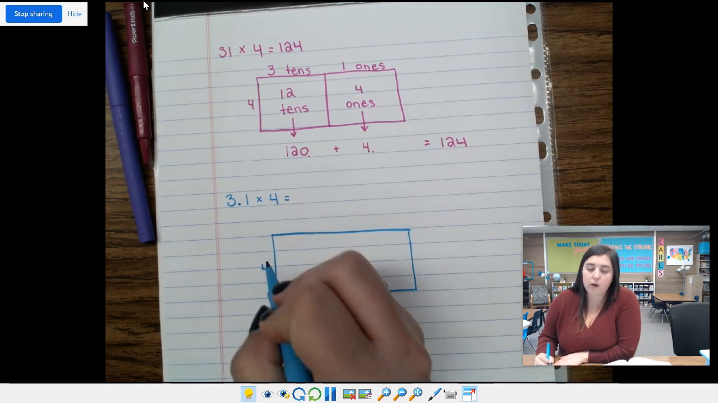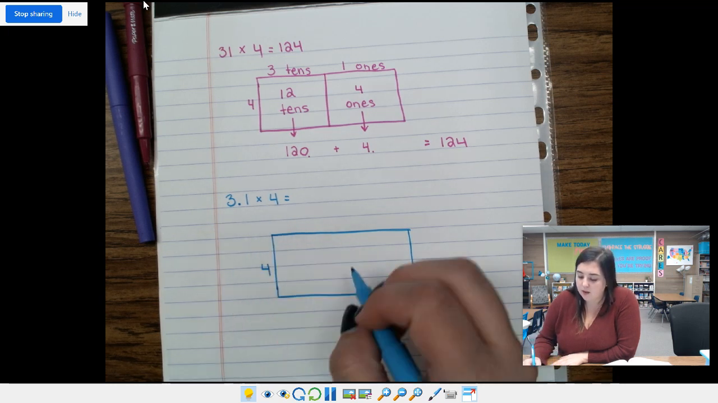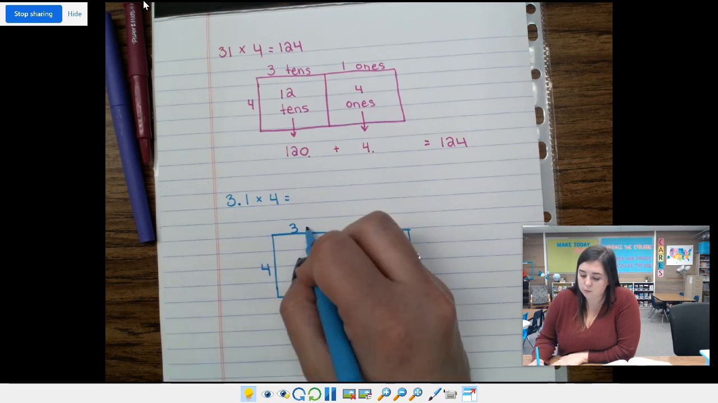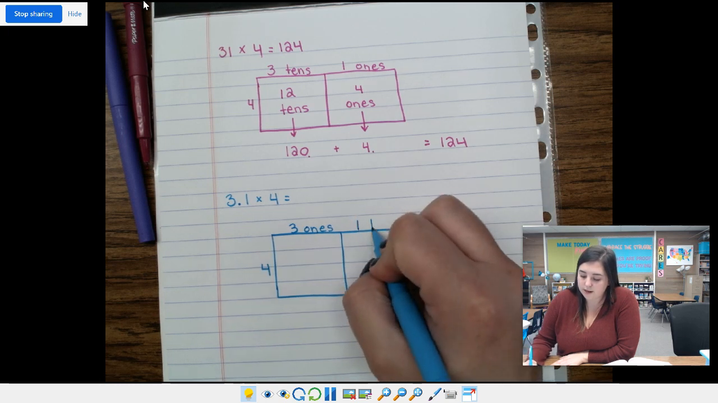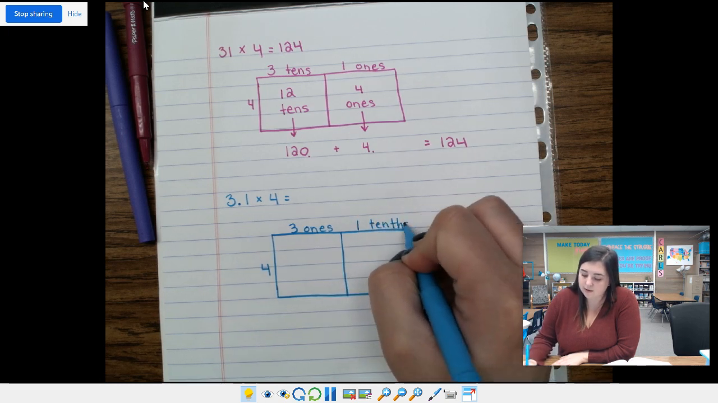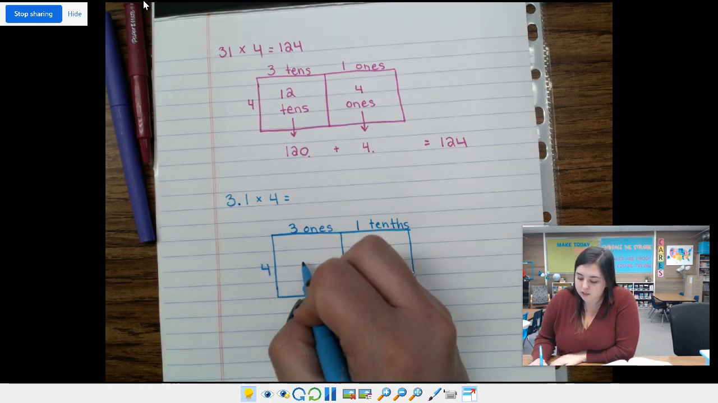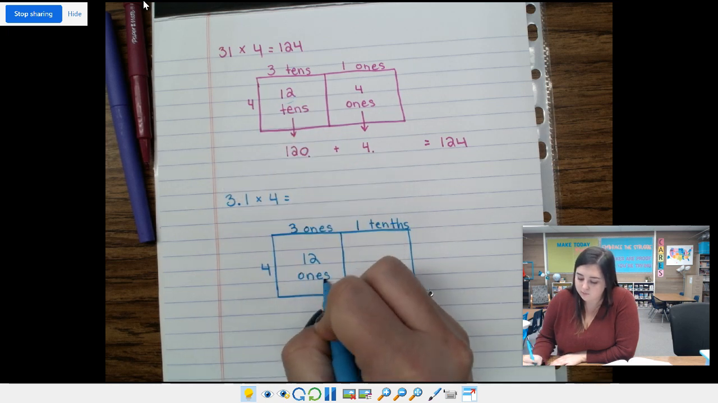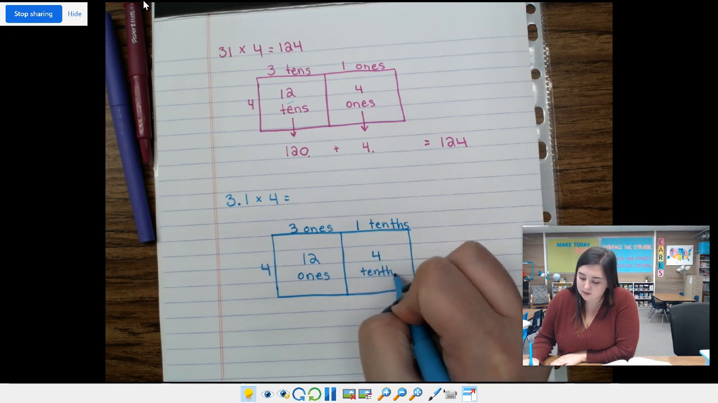So I'm putting my 4, the smaller number, or I guess the number with fewer digits, on the short side. My 3.1, I'm going to break up. So I have 3, and this time it's in the ones place. And my 1 is now in the tenths place. Now I can solve 4 times 3. It's still 12, the same number up above, but now it's 12 ones. Same here, 4 times 1 is still 4, but now it's tenths.